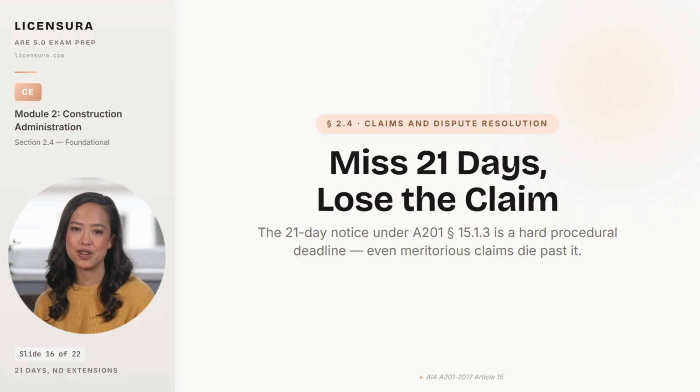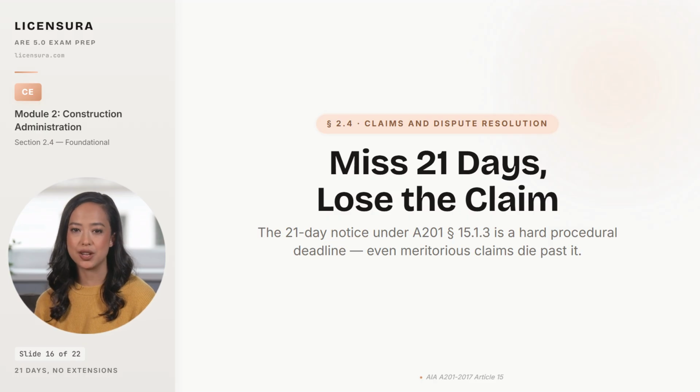A contractor discovers a differing site condition on day 1, decides to assess the situation before filing, drafts a careful claim on day 25, and the lawsuit is dead on arrival. Not because the claim lacks merit, not because the differing condition was not real. The contractor loses because the notice was untimely, and 21 days is a hard procedural deadline that the contract does not extend on equitable grounds.